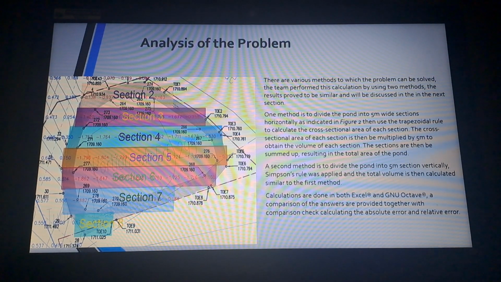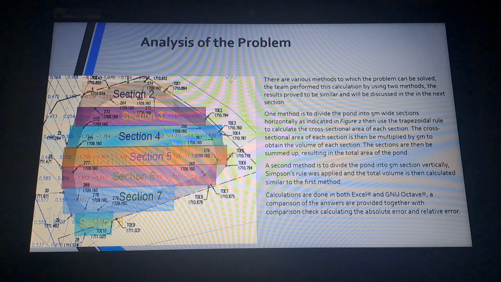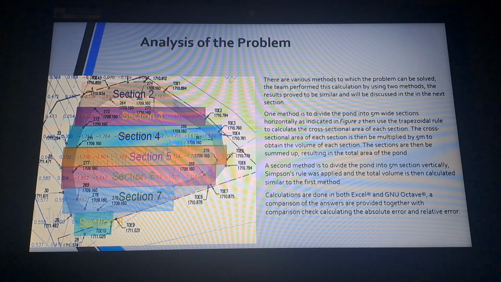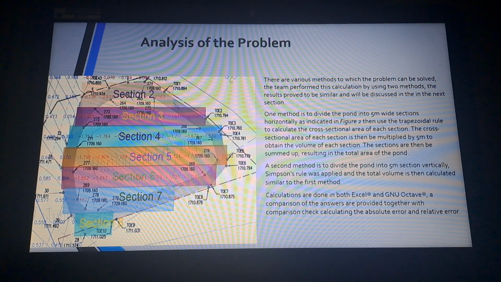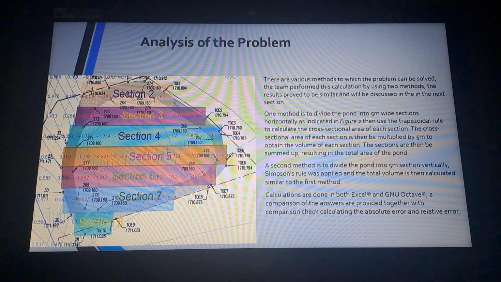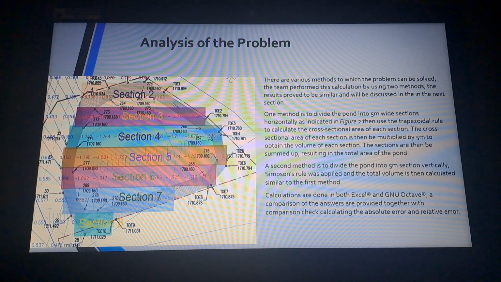Calculations are done in both Excel and GNU Octave, and a comparison of the answers is provided, together with the calculating of the absolute error and the relative error.